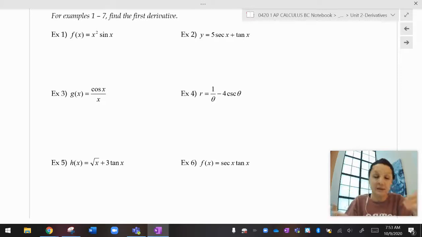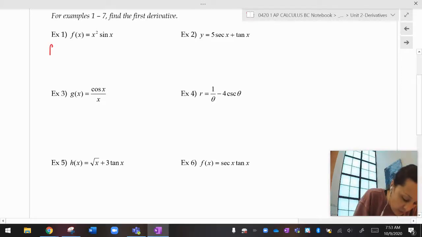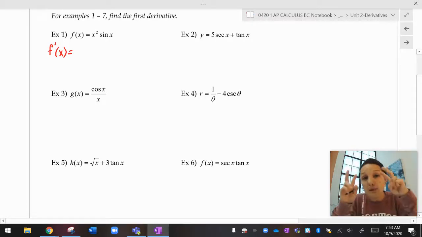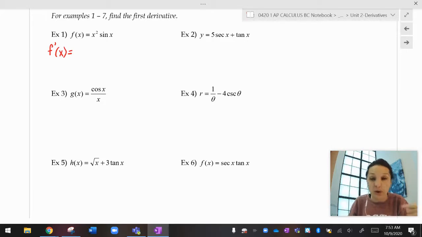Product rule it is. So I need to take the derivative f prime of x, and I'm going to do it just using the rules that I memorized from the front page. And I put memorized in quotes because I know you're not there yet. I am, because I'm paid to be there.